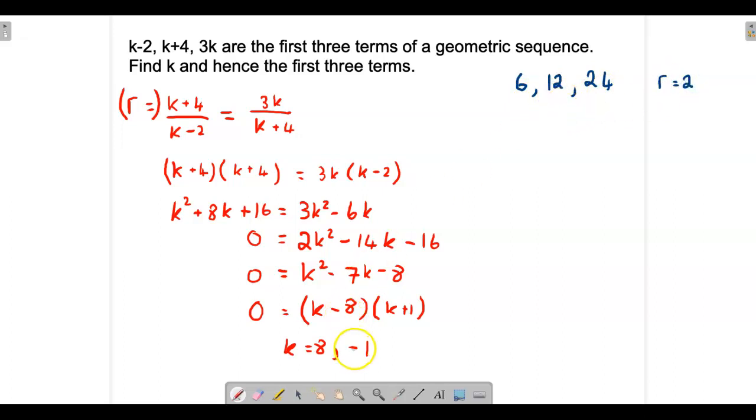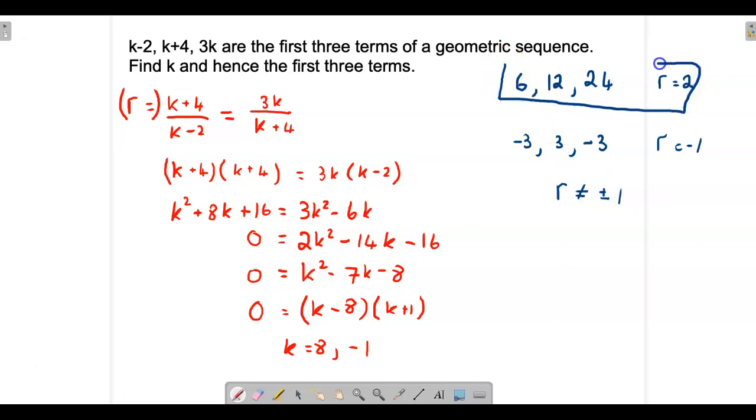That's fine. If I make k minus 1, this will give me negative 3. So minus 1 take away 2, negative 3. Minus 1 plus 4 is 3. And then minus 1 times 3 is minus 3. Now actually this isn't a sequence because I'm multiplying by minus 1, and that's not possible because r is not allowed to be plus or minus 1. So this is my answer. When k is 8, it gives me these first three terms.